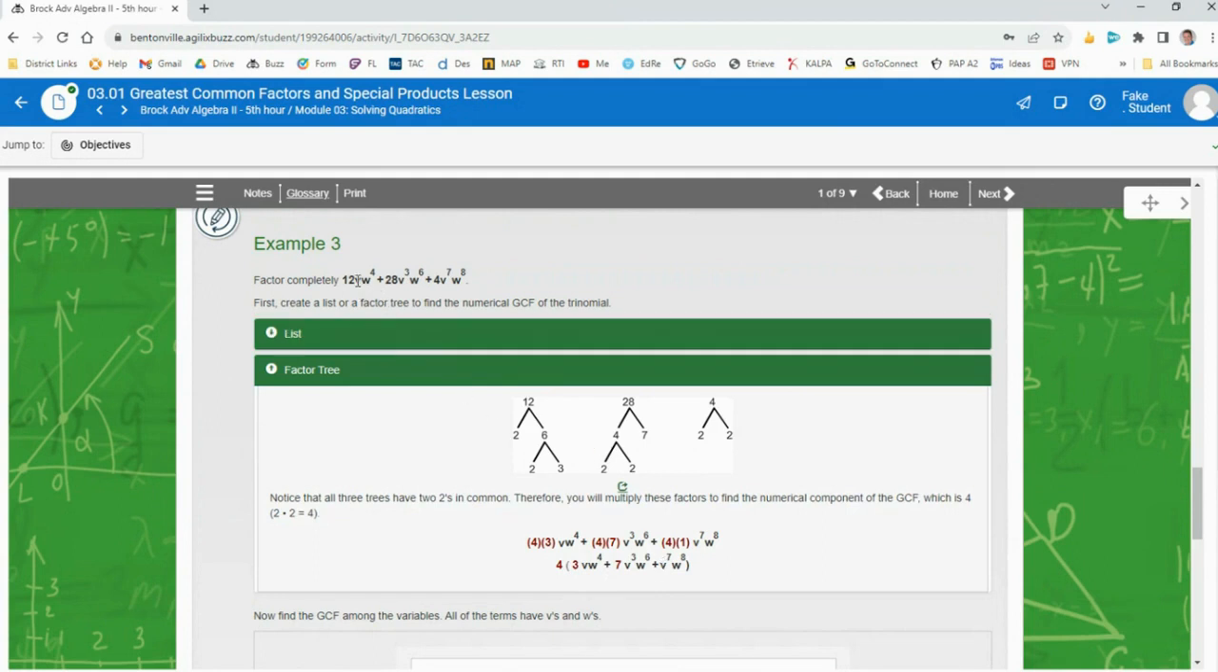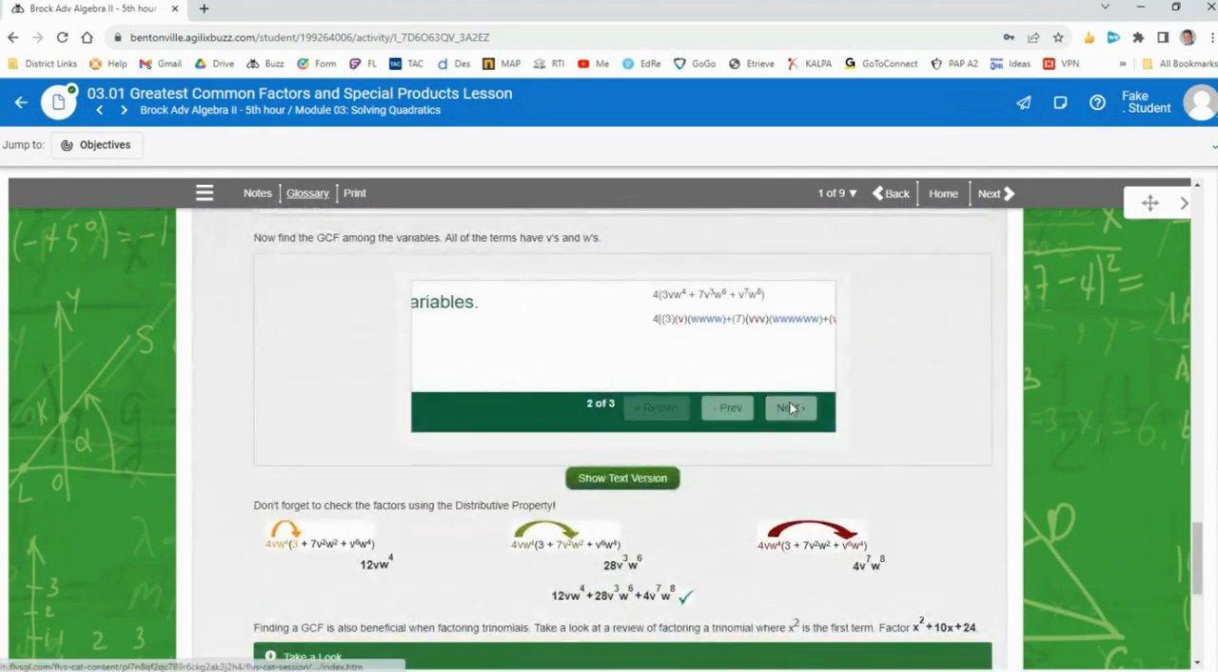Right here, you've got a v to the first. This has a v to the third. This has a v to the seventh. So we can only pull a v out, because this one has just a v. We're limited to that. With the w's, you've got w to the fourth, this has w to the sixth, and that's the eighth. So we can pull out a v and a w to the fourth. They'll do that right here. They list it out like I had them on paper, and then pull out what you can: just a v and a w to the fourth.